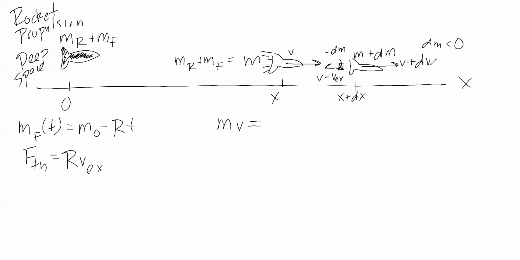What's final momentum? Now that we've done the work on the back end, we just look at the stuff and write it down. So the initial momentum of the rocket and the fuel at initial speed v is going to equal the final momentum of the rocket with the increased speed and lower mass, with the ejected fuel moving in the other direction. So we have mv equals the momentum of the rocket, (m plus dm) times (v plus dv).